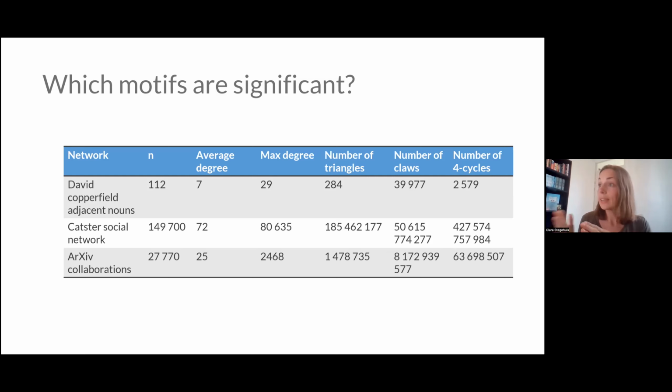So there are many parameters that influence what I actually expect. What is the baseline of what I would expect to see? Is the baseline 200 triangles? And I think that 284 is much more than I would expect. Or would the baseline for the David Copperfield network already be 500 triangles?